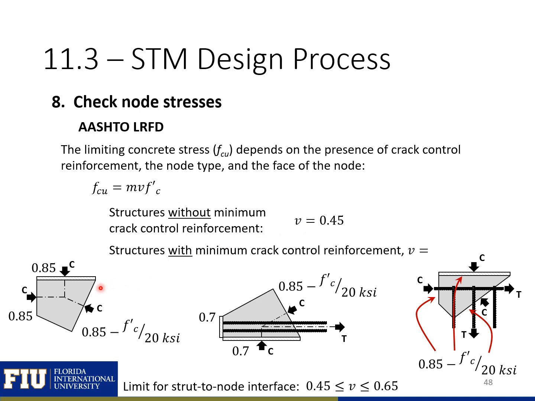this nu value is dependent on if we have a CCC node, a CCT node, or a CTT node, and dependent on the face. So for the strut-to-tie interface, we have an equation to calculate the factor, and this equation is bound by 0.45 and 0.65. Our back faces for our CCC node are defined as always 0.85, and for our CCT node 0.7, and then in our CTT node we use this equation to calculate the factor on all the faces. And again, it's bound by 0.45 and 0.65. So you can see these factors will reduce the strength of our concrete that we can consider in the strength of the node. And our CTT node is going to have the most impact, so the lowest factor on all the faces.